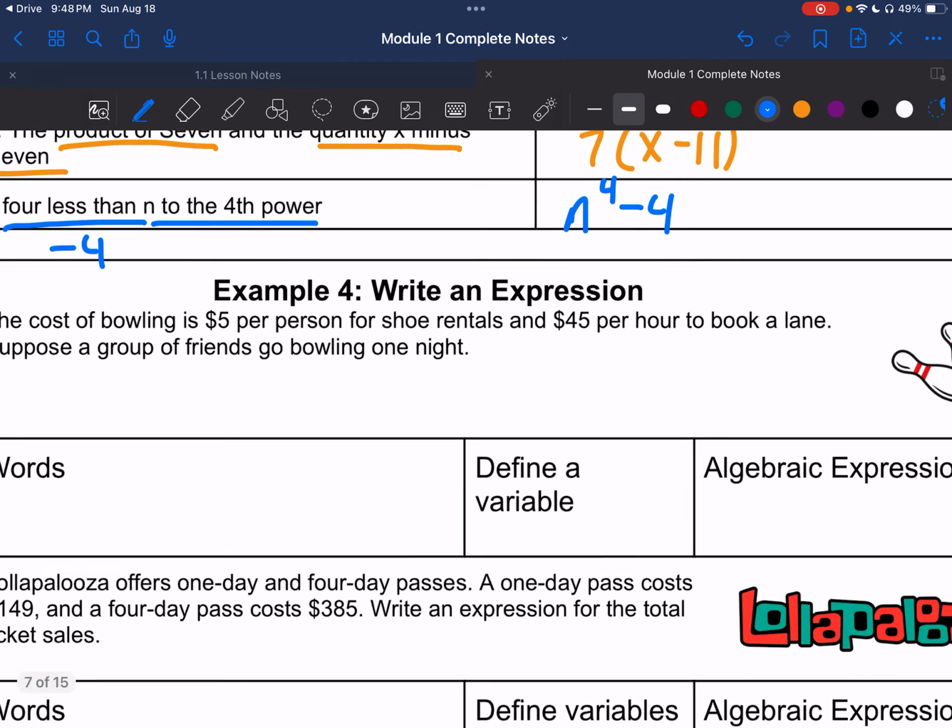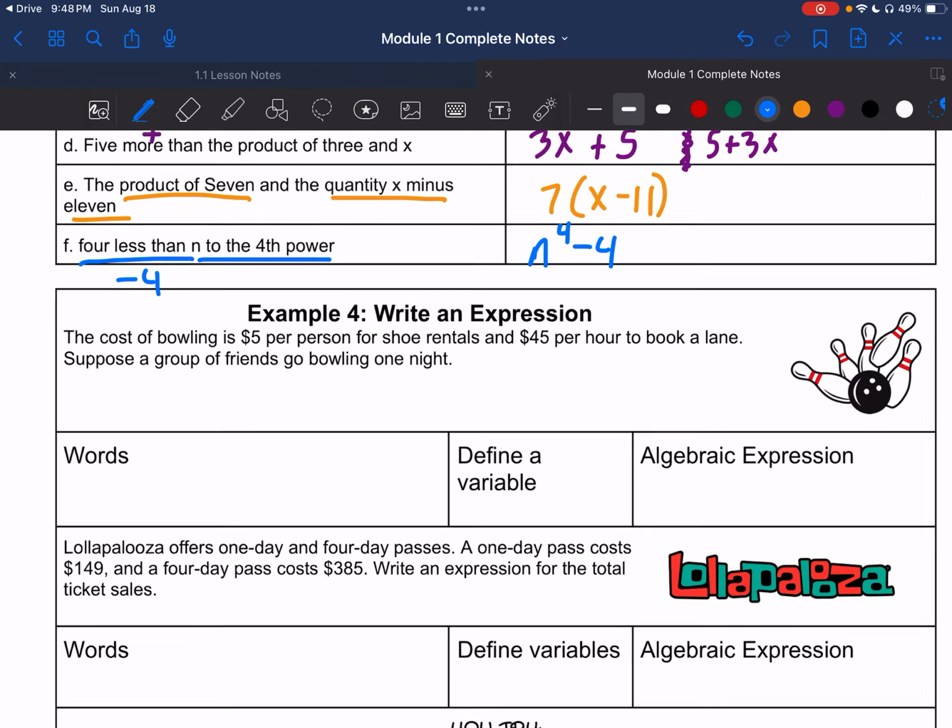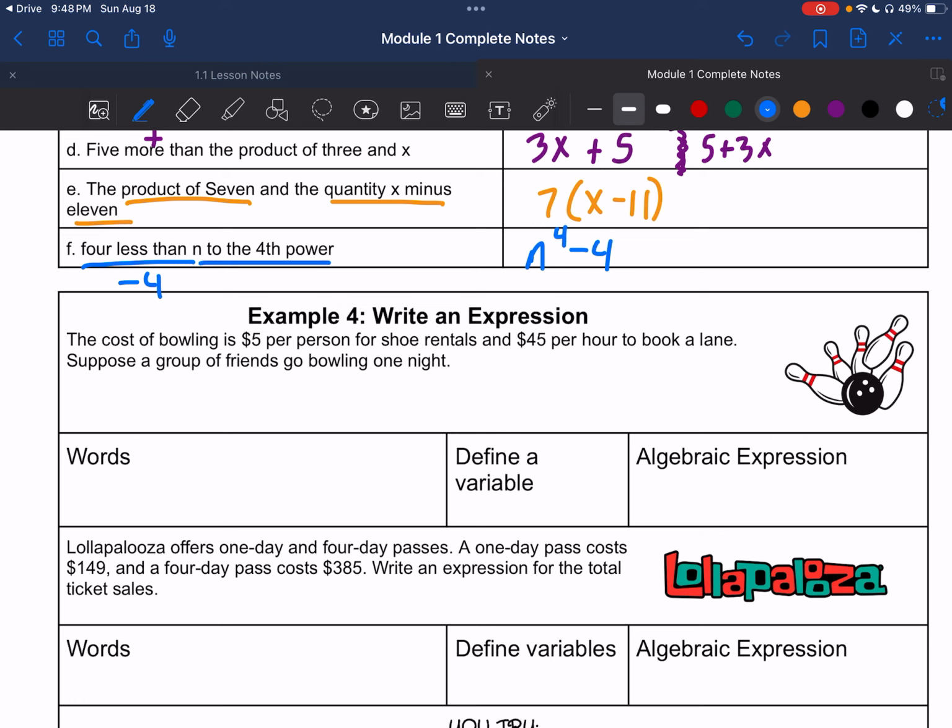Okay. So now let's move on. We've got some examples here. Some word problems, because like I said, word problems, these are going to keep coming back. So we have the cost of bowling is $5 per person for shoe rentals and $45 per hour to book a lane. Suppose a group of friends go bowling one night. So we define a variable here. So we've got, in words, let's say this.